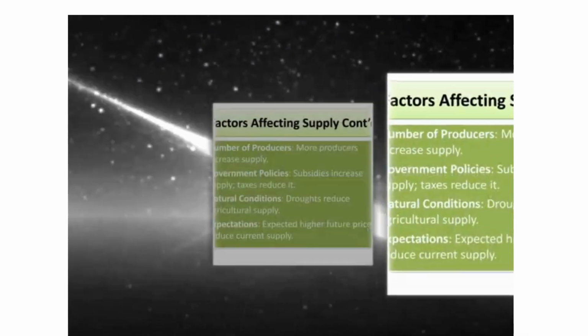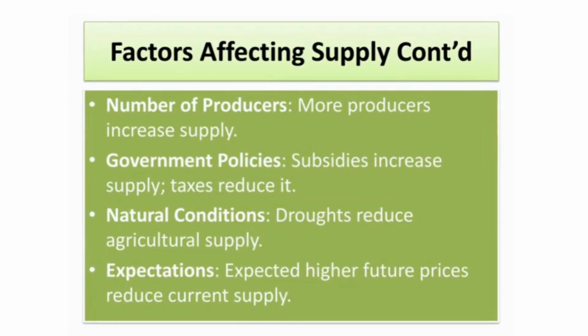Number of producers in the market is also another factor. The higher the number of producers, the higher the supply of a particular commodity. Government policies, either from a subsidy or taxes perspective, could also influence the supply. Subsidies tend to increase supply in the market, while taxes will likely reduce the quantity of a particular commodity being supplied.